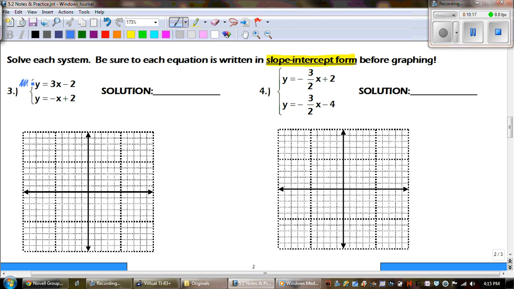So there's our first one. Our slope is 3 over 1, and then we start at (0, -2). So (0, -2), and then I follow my slope. It's up 3 over 1, up 3 over 1. And I'm going to go through every single point I can on the graph because I don't know where the lines are going to intersect at this point.